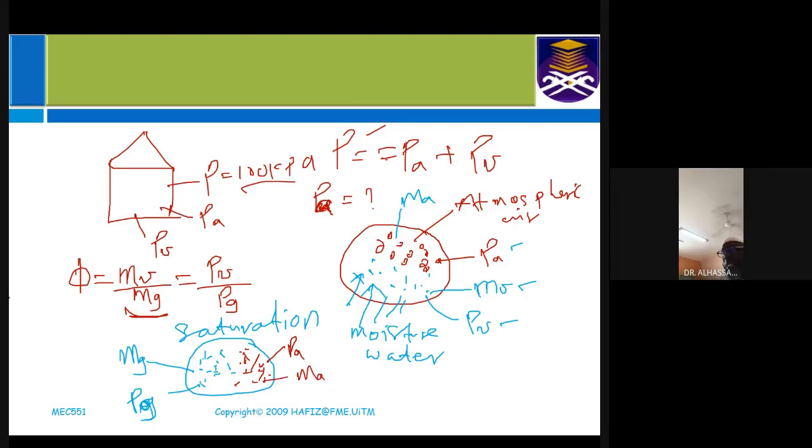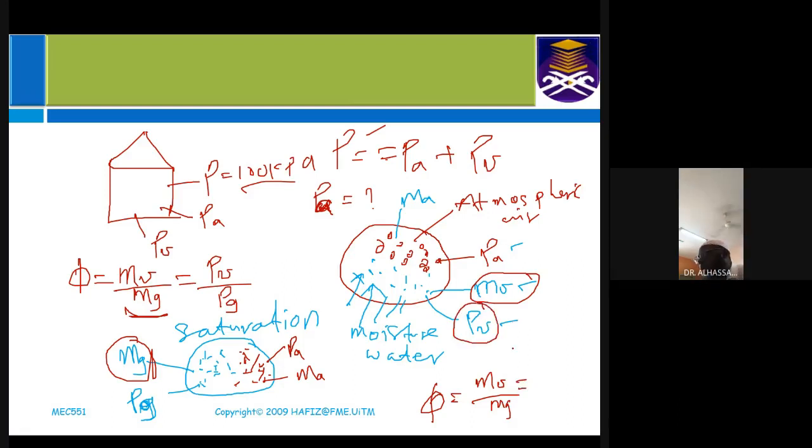You understand me? So now, by definition, relative humidity is defined as the ratio of MV before the saturation divided by mg after the saturation. This is what we define as relative humidity. And we can also define it in terms of the partial pressure exerted by the water vapor, which is PV divided by what? The partial pressure at the saturated state, which is given by PG.